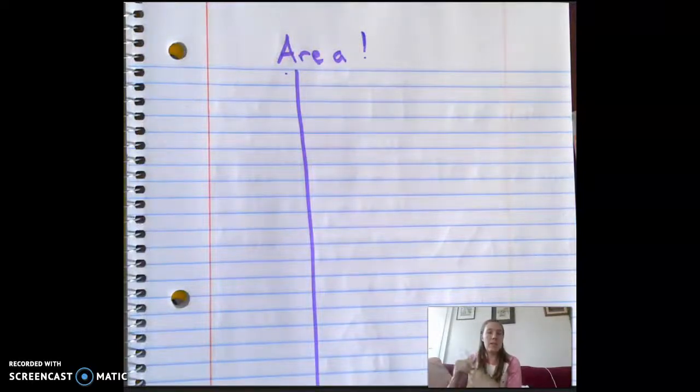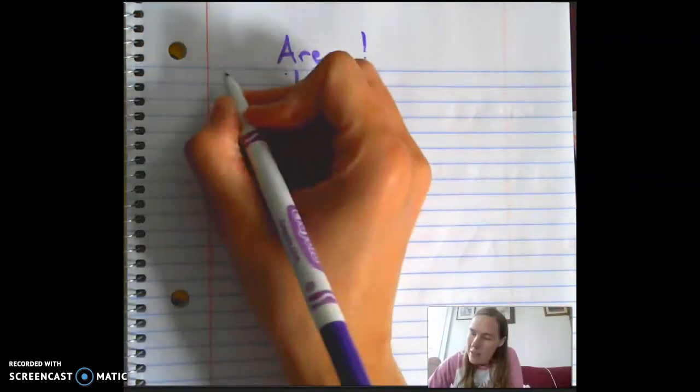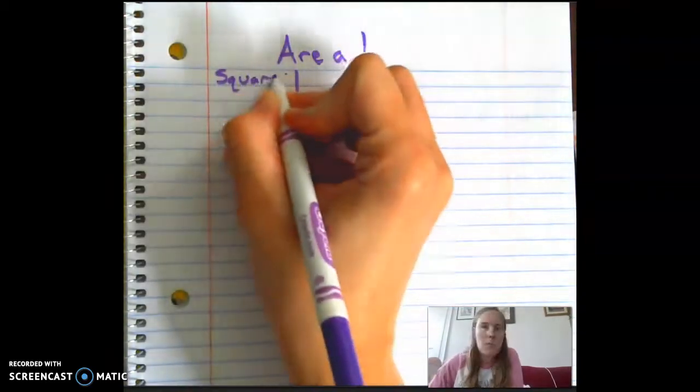Y'all. So we are going to be talking about area today, and it might be a review for some, it might not for others. So we're going to start simple. All of this is located on your MCAS reference sheet, FYI. So we're going to start with a square.